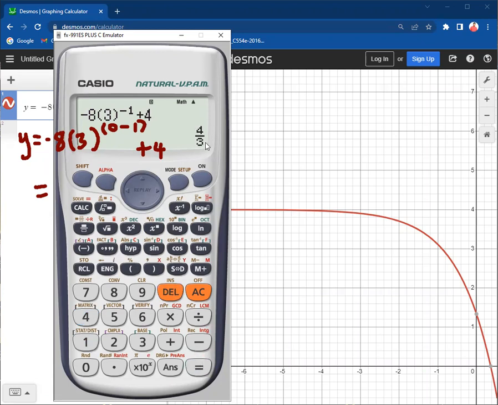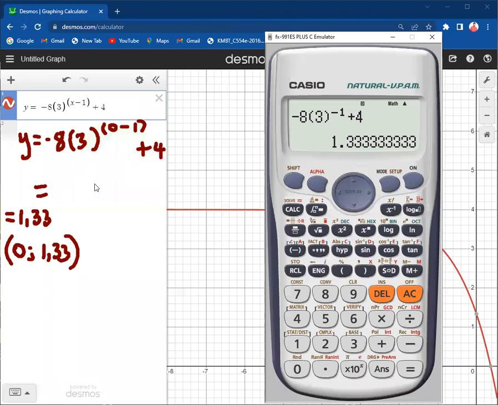It's 0.75, no, I mean 1.33. Sorry about that. So here it's 1.33. Then you always have to write it in point form. Remember, x was 0, and then your y value is 1.33. Then you close it. That is your y-intercept.